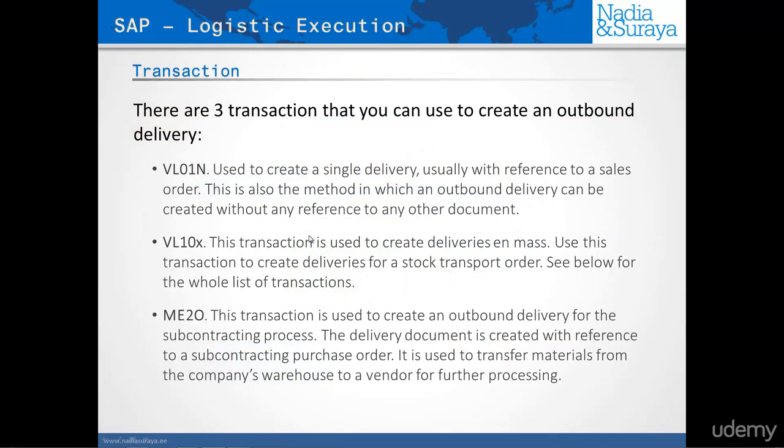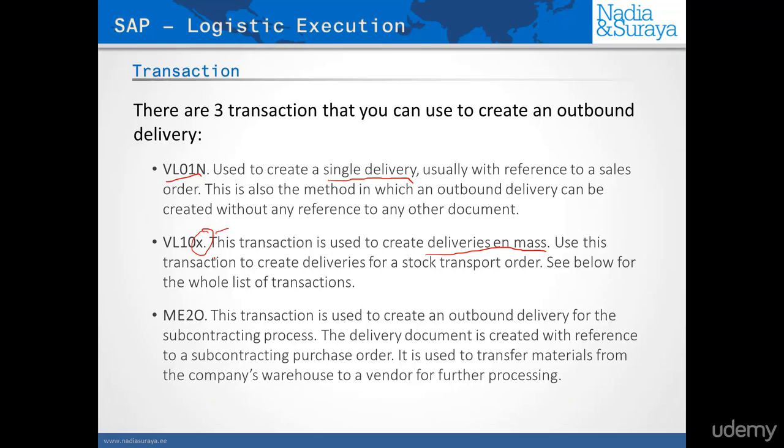There are three transactions in SAP that you can use to create an outbound delivery. When you use them depends on the scenario that you are facing, and it's up to you to decide which transaction is best for you. The first is VL01N, which is used to create a single delivery with reference to a sales order. Pretty simple. The next is VL10X. The X is used to represent a letter from A to I. We'll have a look at that. We use it to create deliveries en masse, so you can create multiple deliveries very quickly.